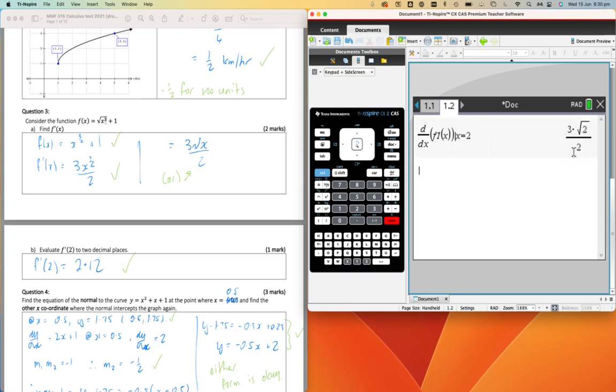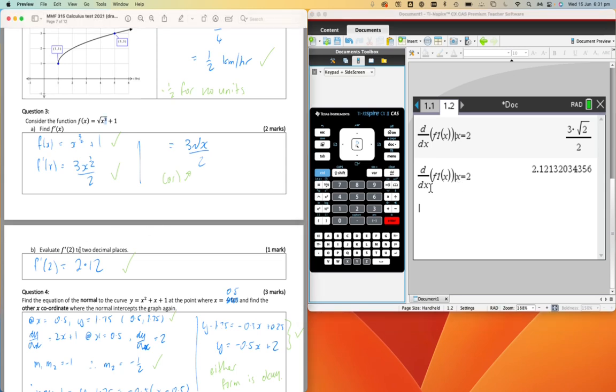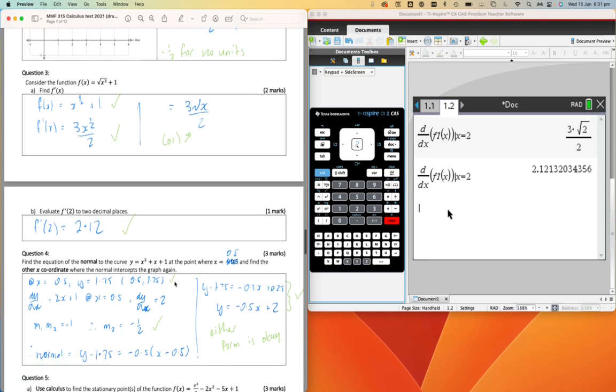It gives you the exact value, 3 root 2 on 2, but you can also go control enter and you get 2.12 in all those decimal places. Which one should you use? Well, check out the question. It says evaluate to 2 decimal places. So you should be using the approximation 2.12. Now, obviously, if you hadn't defined f1 of x, you can put the function directly in there. So I could have put square root of x cubed plus 1 inside this bracket here, and it would give me exactly the same answer.